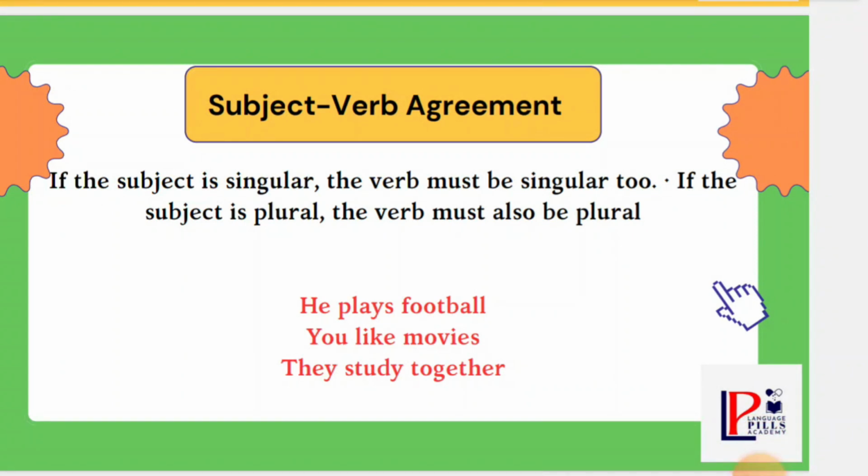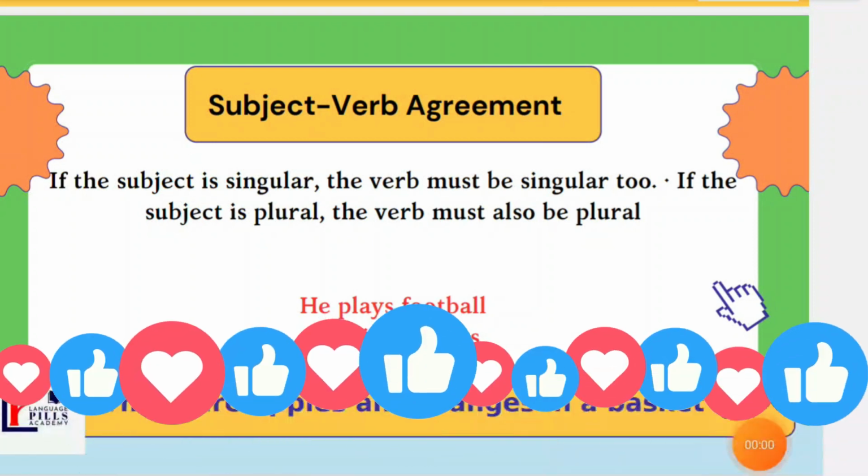It's subject-verb agreement. In subject-verb agreement, verb is in agreement with the subject and subject is in agreement with the verb. If the subject is singular, then the verb must be singular too. If the subject is plural, then the verb must also be plural. For example, he plays football. You like movies. They study together. I like PTE. Do you?